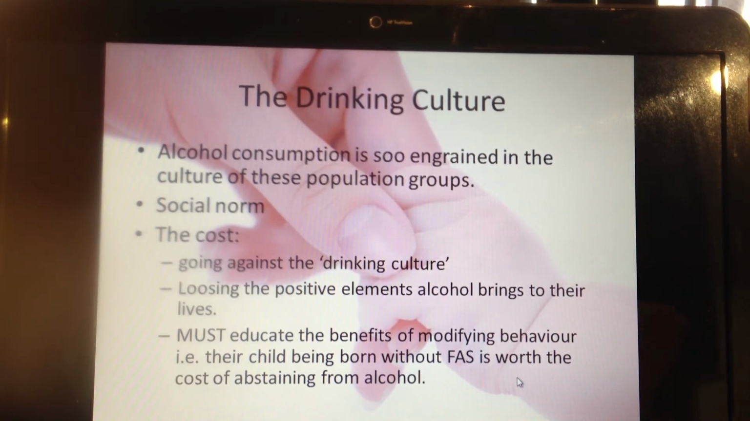The model suggests that once an individual perceives a threat to their health and is cued to action, and they perceive the benefits outweigh the costs, then the individual is most likely to undertake the recommended preventative health action. The reason why these groups are at greatest risk, as I've said before, is the drinking culture that's so ingrained in society. So what this campaign must do is educate these groups on the benefit of modifying their behaviour, and that the benefits outweigh the costs.